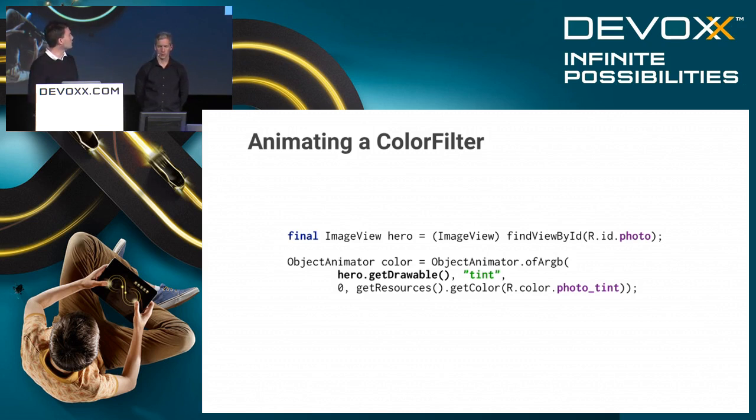So you just grab your image view and you can just run a property animator on a property called tint on the drawable that's inside your image view. Tint is just a color, so here you animate from 0, which is completely translucent, to the color tint that I want.